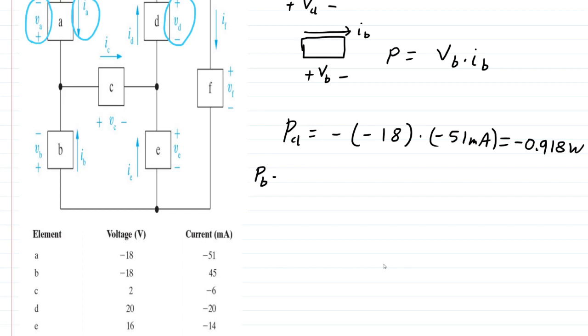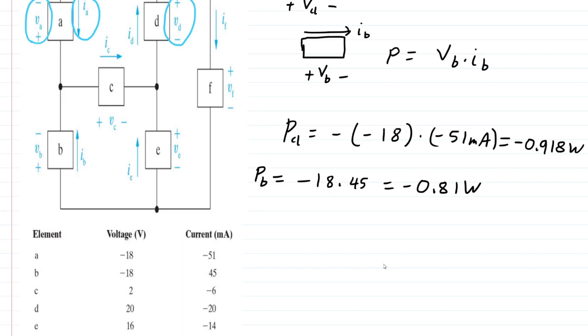And to do PB, we notice that the current, as discussed before, is flowing from plus to minus, so we are dissipating. So you do that, we have negative 18 times 45 milliamps, and we get an answer of minus 0.81 watts.